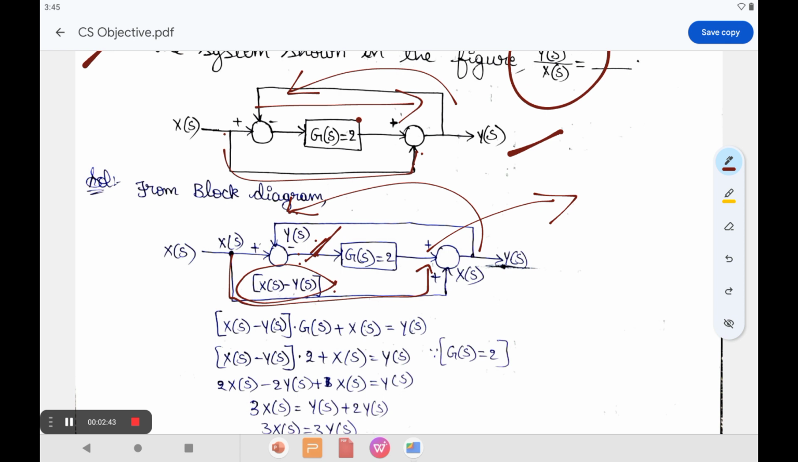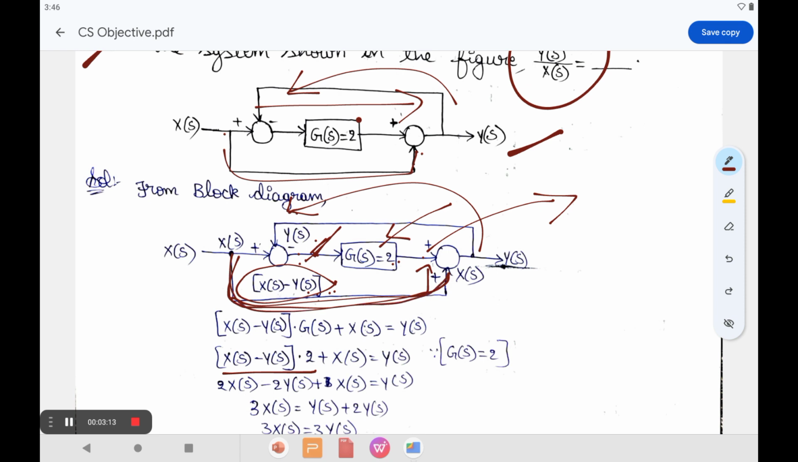After that, this is the output here, and this is the input for this block. The output of this block is equal to the input of the block multiplied by the gain of the corresponding block. Therefore, (X of s minus Y of s) into 2 is written here, plus, next, one more input to this adder, which is in this direction. This is equal to X of s.